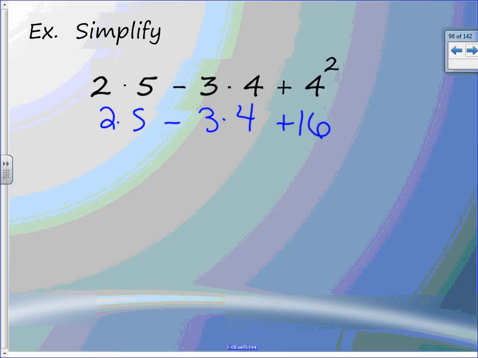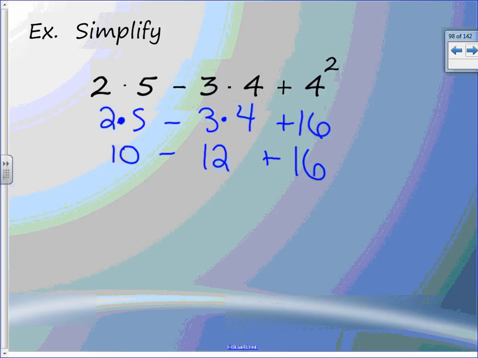So she did no grouping symbols, no parentheses or anything like that. So she did her exponents. What would be next, Lisa? And multiply 2 and 5 and 3. Okay, what do we get here? 4, 10. Okay. What's next?